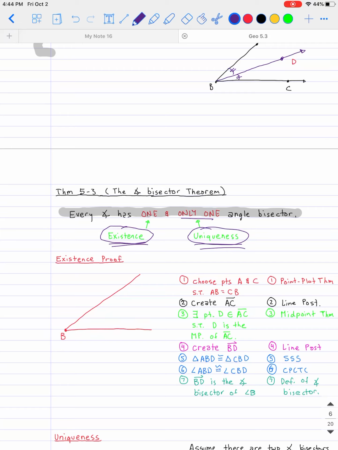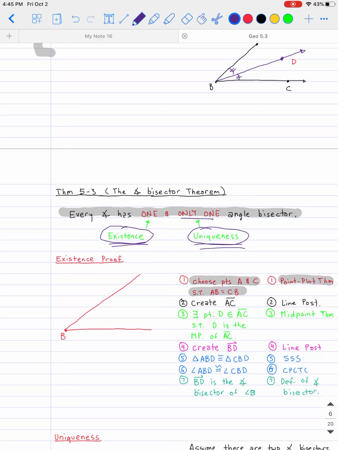What I'm going to do is, I actually wrote the proof for you on the right hand side, and I'm going to draw in the illustration as we go along, so that way you can see how it actually works out. First, I'm going to look at the first part, which says choose point A and point C such that AB is equal to CB. And this is based on the point plotting theorem.